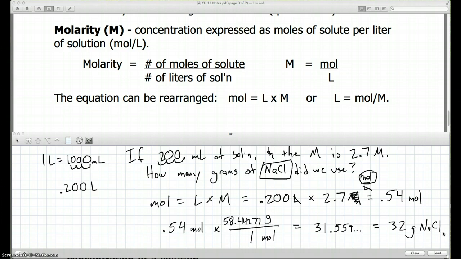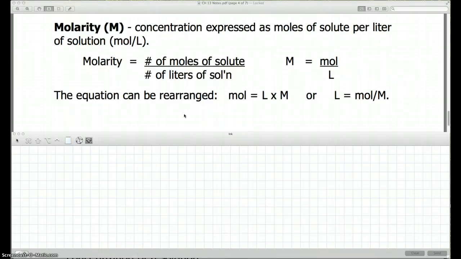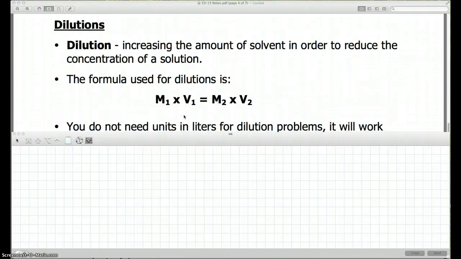So in the practice quiz, there's quite a few questions like this where you're using a fairly simple equation, but there are going to be these side calculations, like doing grams to moles or moles to grams or liters to milliliters or something like that. So if you have any questions on those, be sure and stop by. The next type of question I want to do is a dilution question.